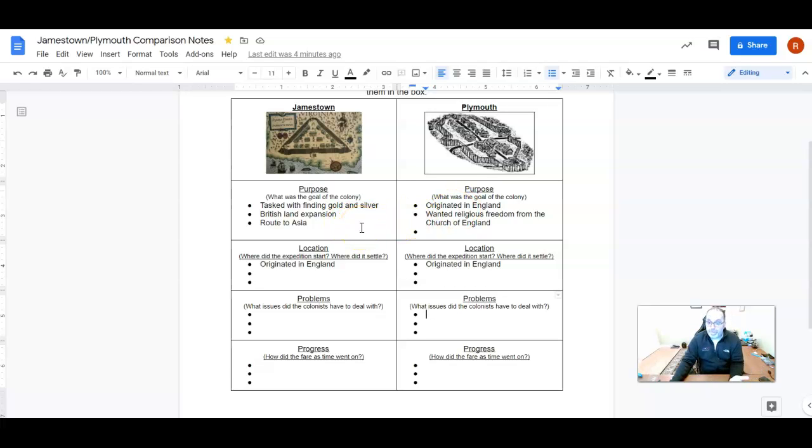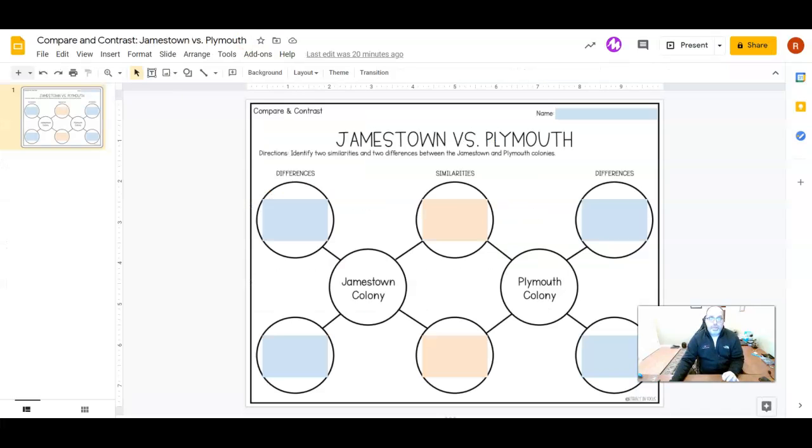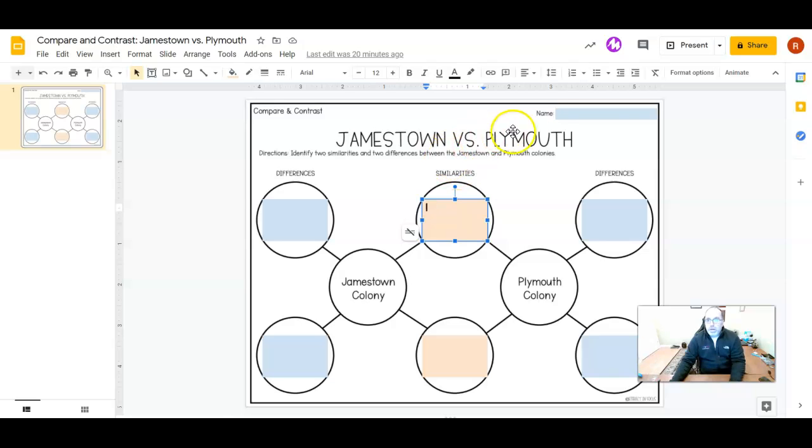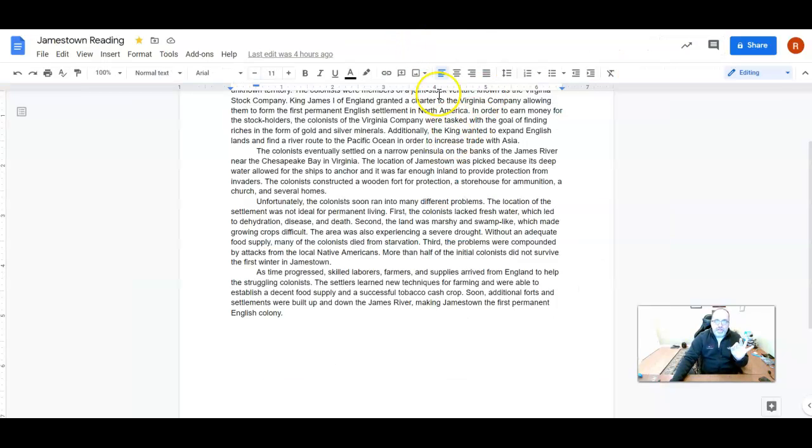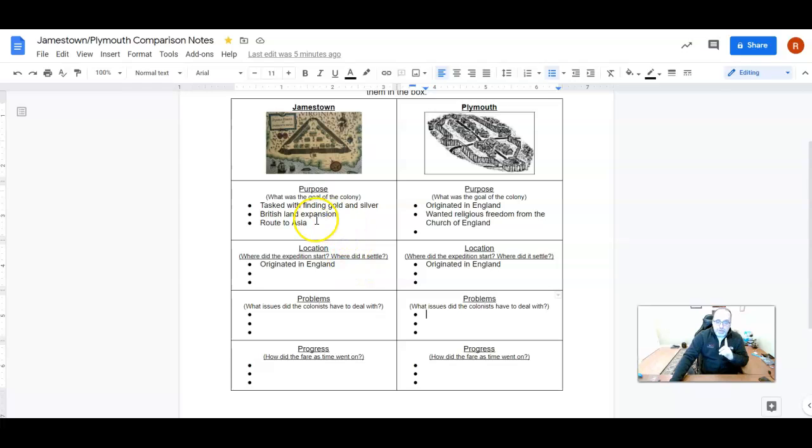For example, I'm going to give you one of both. Both colonies were originated in Britain. So we can go to the similarities. I suggest bulleting. We'll make this a little bit smaller. Both colonies started in England. Easy peasy, right? Let's see if we can find a difference. Let's stick with the purpose and see if we can find a difference in the purpose. Now, Jamestown was founded to make money and to boost the English Empire, the British Empire, excuse me. Find the gold and silver.